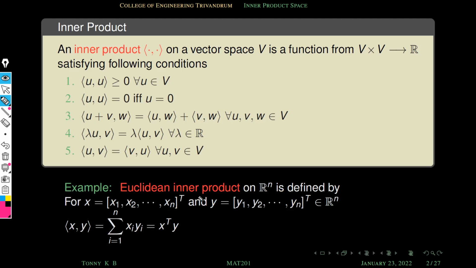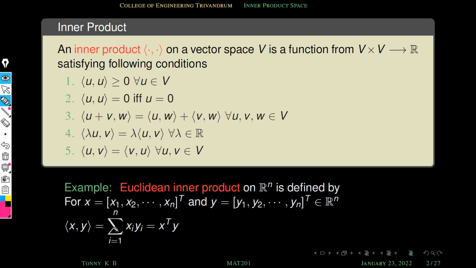It is called the Euclidean inner product on Rn. We know that Rn is a vector space, so we are going to define an inner product on Rn. What is x? x is equal to the vector x1, x2, xn transpose. So we are treating every element in Rn as a column vector. That's why we put a transpose. And y is equal to y1, y2, yn transpose, so we can treat y as a column vector.